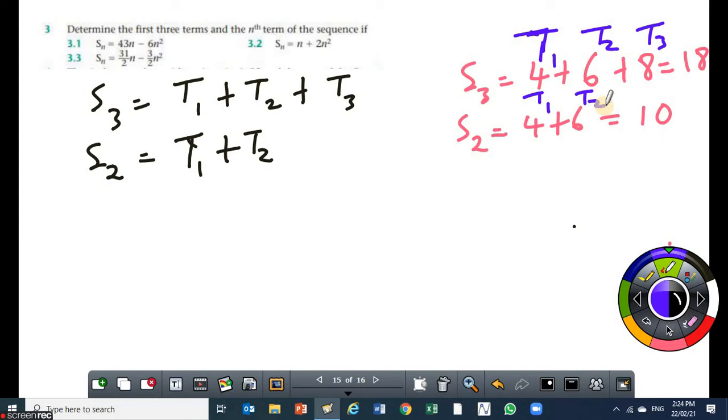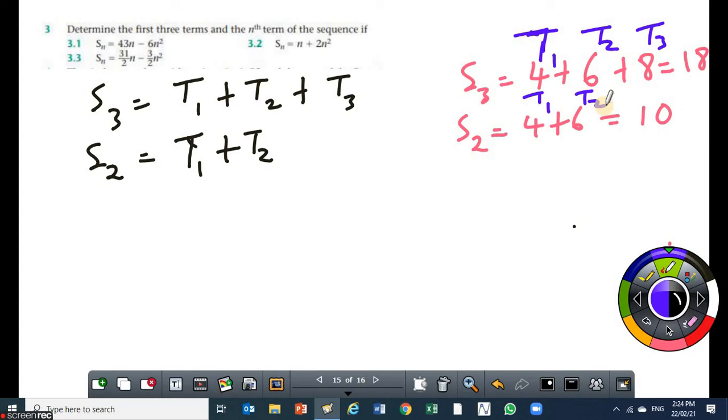It will be that term. So T1 and S1 are the same. So if I want to find, say, T2, it's going to be S2 minus S1, which will give me a 6. 10 minus 4 gives me 6. Now there's a simple formula for that one.